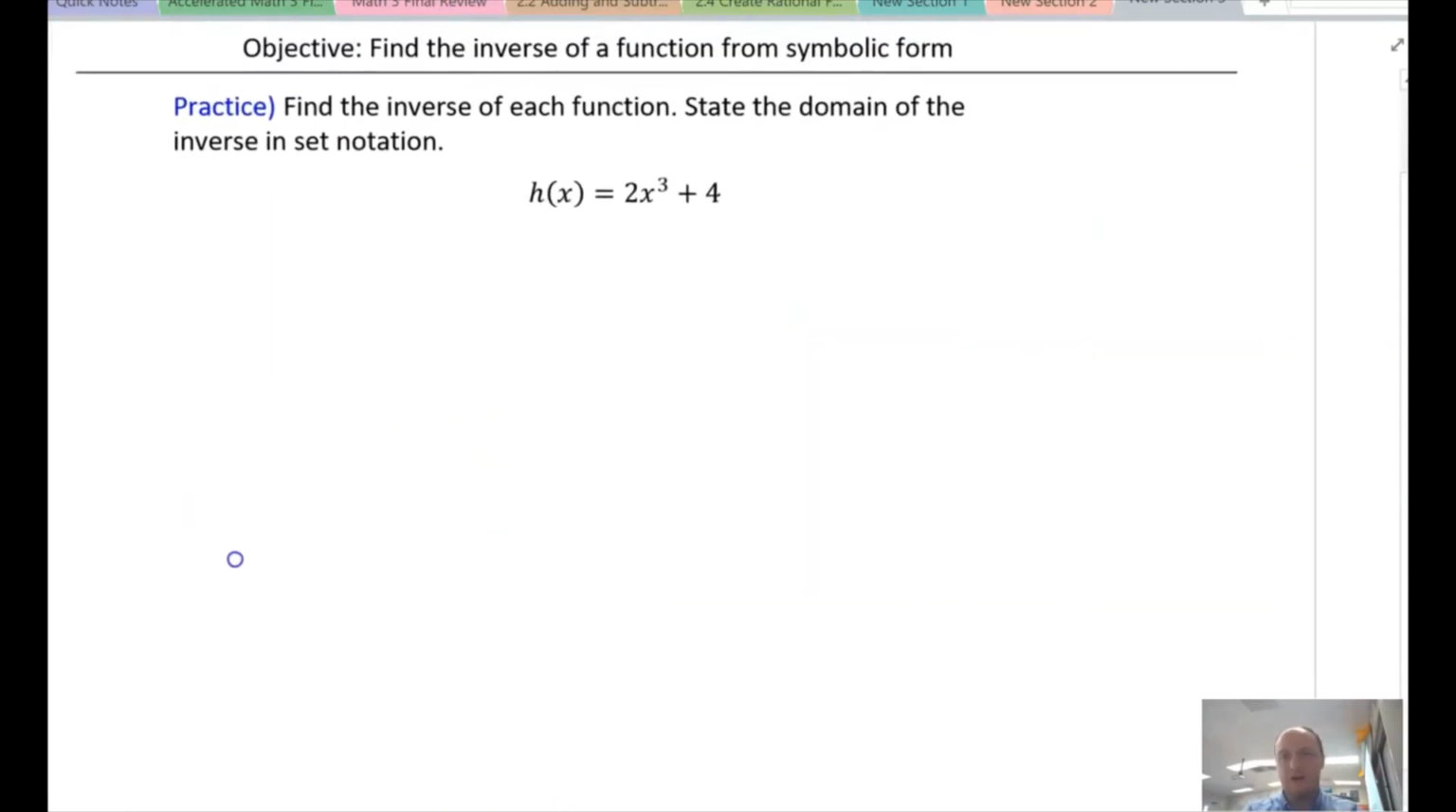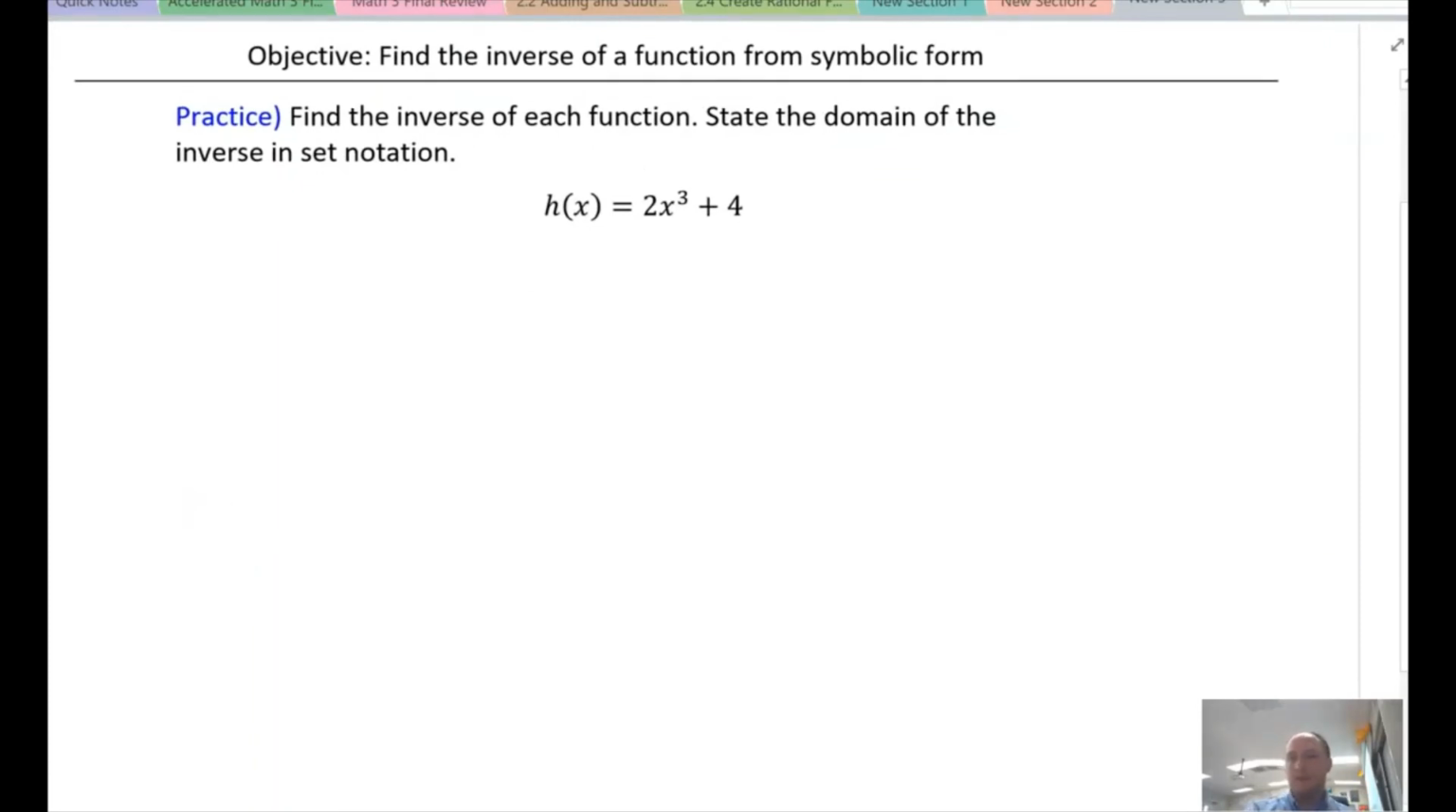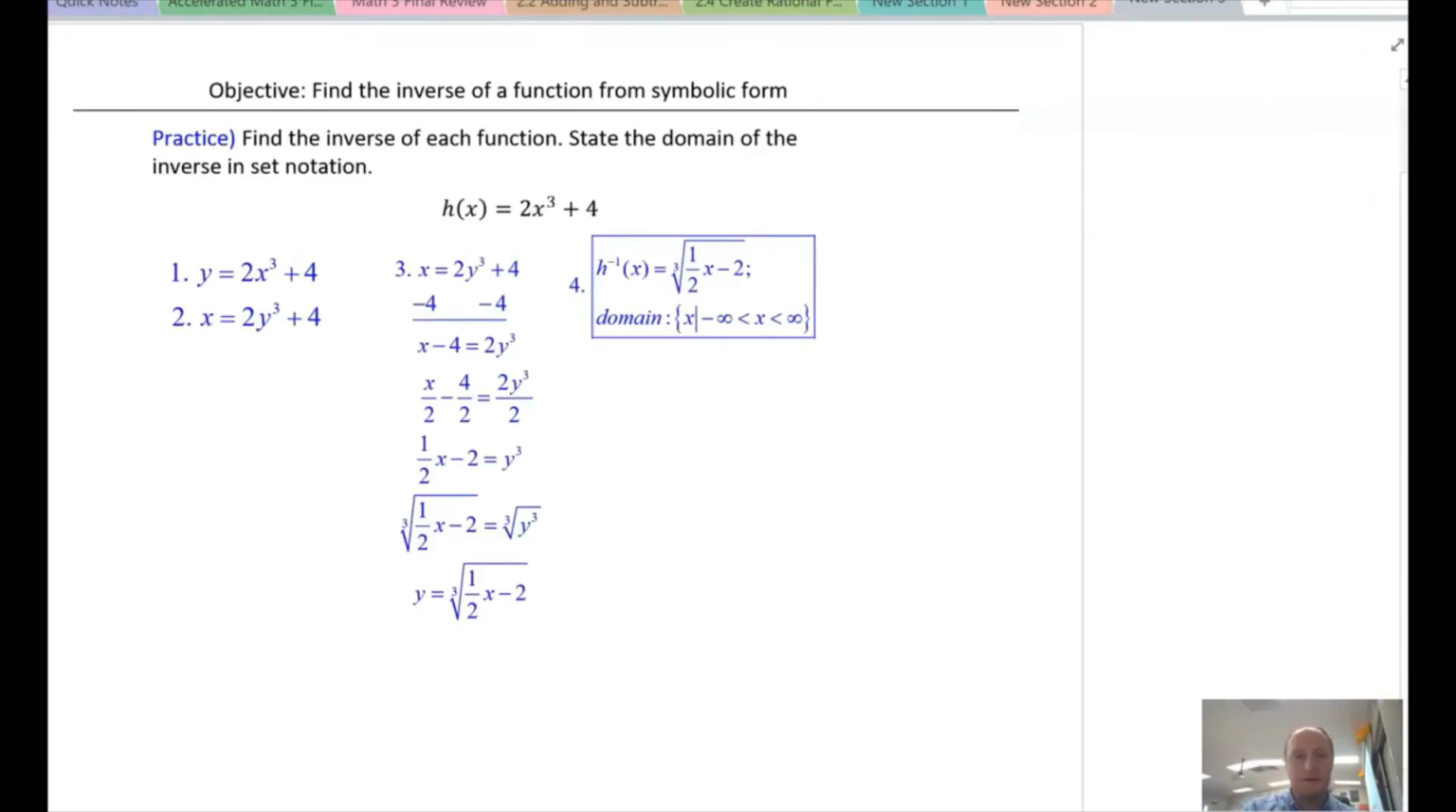And here is the last practice one. 2x cubed plus 4. And here are our solutions.